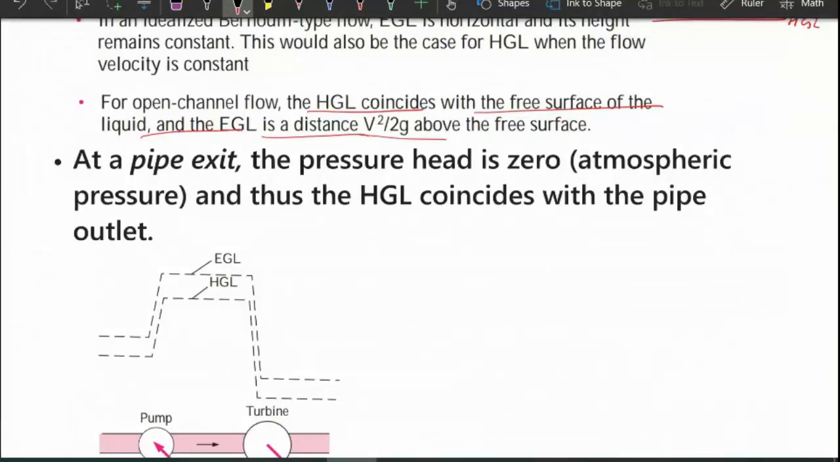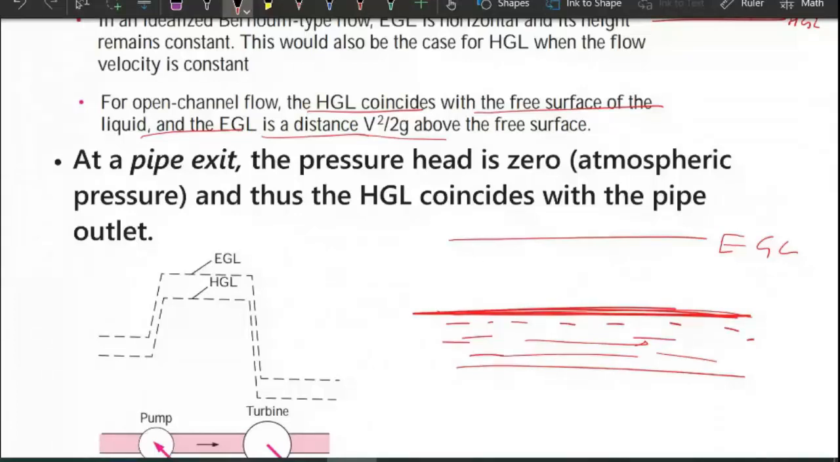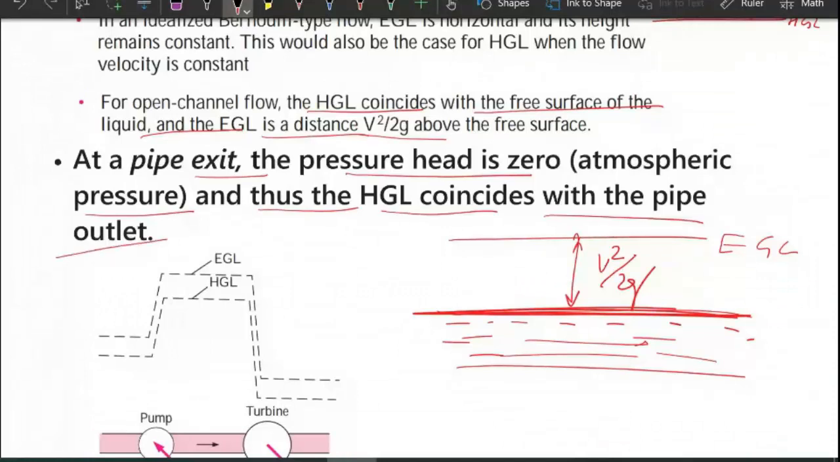If you have a stationary liquid, in that case V is 0, then both coincide. If it's not stationary, water is flowing in an open channel, EGL is somewhere here and HGL coincides with the free surface, the top surface of the river or the open channel. And the difference between these two is V square by 2g. At pipe exit, the pressure head is 0, atmospheric pressure, and thus HGL coincides with the pipe outlet.